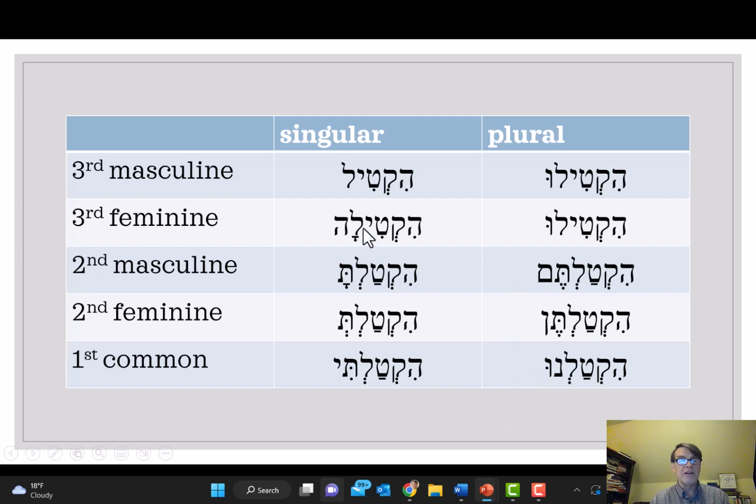In the third person, you've got a Hirik Yod. The endings are the ones you already learned for the perfect. Kamatz hey is a third feminine singular ending. Tav kamatz is a second masculine singular. Just the tav, ma'am, just the tav. The tav is the second feminine singular. The T is for me, I, first common singular. The shureq for the third masculine plural.